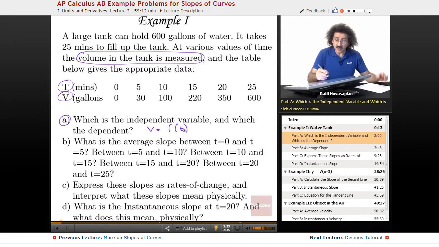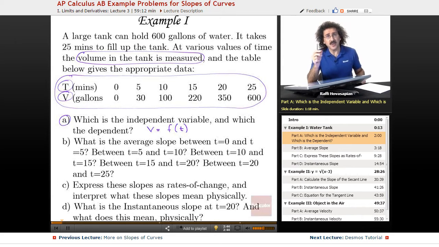In this particular case, this function is expressed as a table. You're going to see functions expressed in 3 ways primarily: as a table, as a graph, or as an actual function that they give you, like, let's say V = 13t cubed, an explicit equation. In this case, the table tells us that volume is a function of t. We don't have the explicit function, but that's okay. We have the table of values, so we should be able to extract some data here. So that takes care of A.